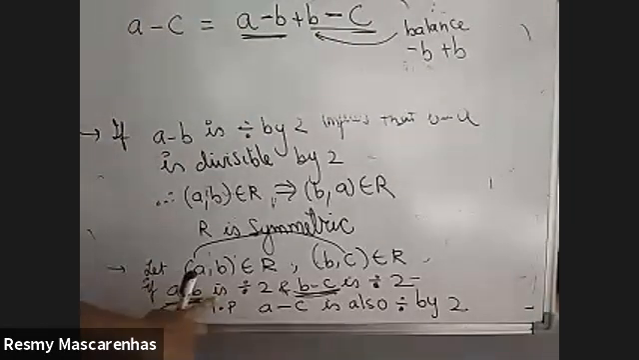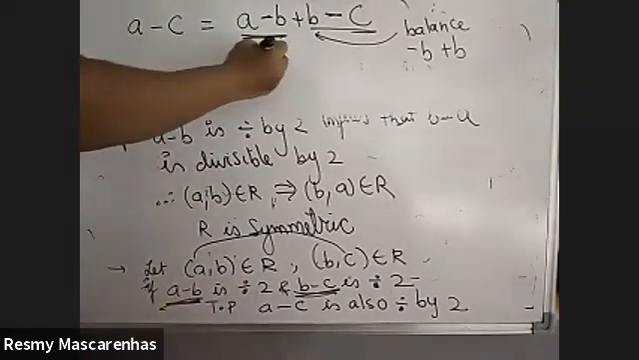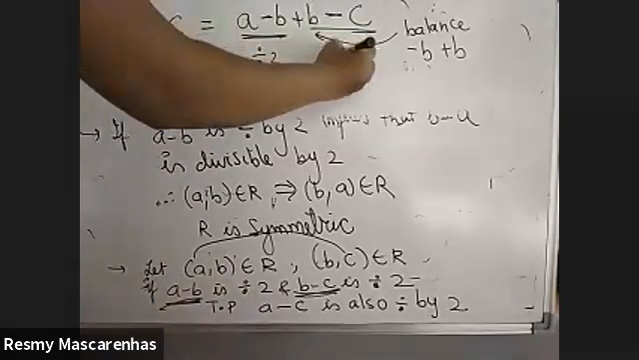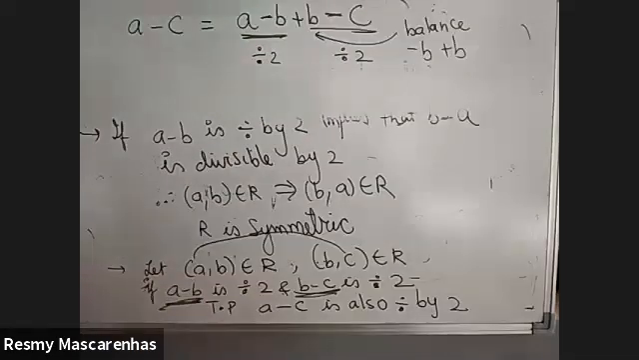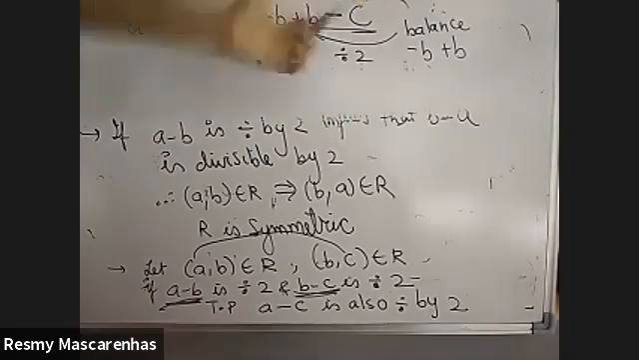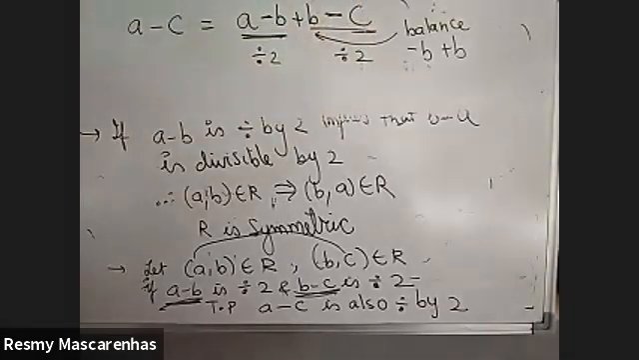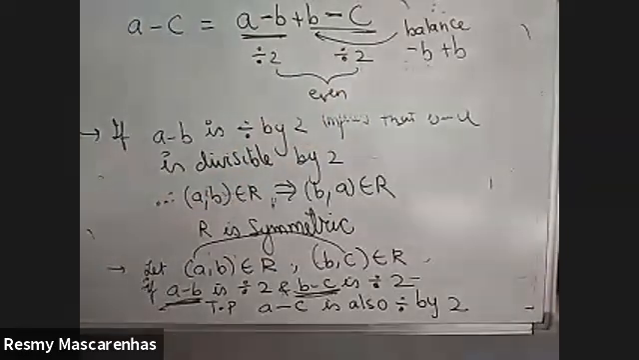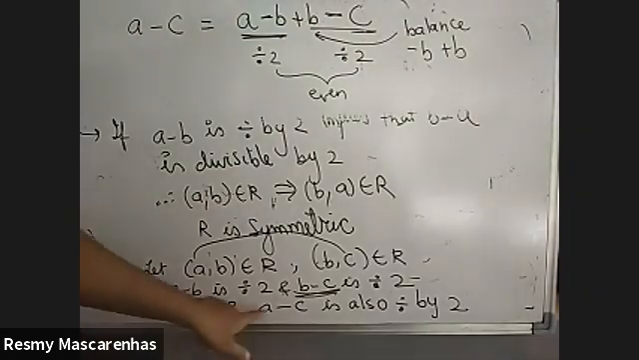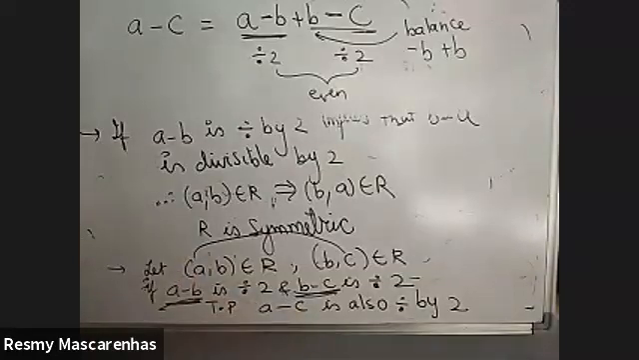So obviously you have told that A minus B is divisible by 2. B minus C is also divisible by 2. Means what? This is an even number and this is also an even number. Even plus even together will give you even only. And obviously if A minus C is even, it will get divided by 2. Okay, so I have to prove that A minus C is also even.